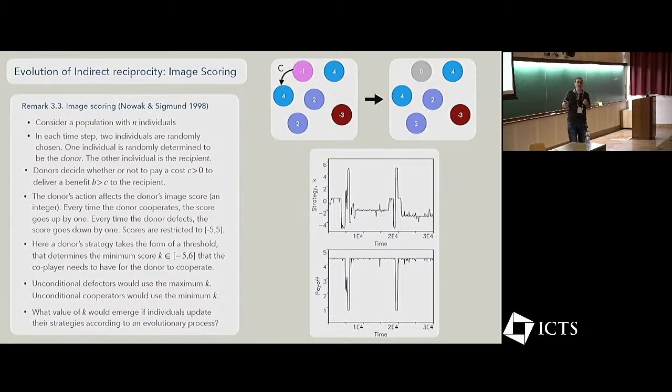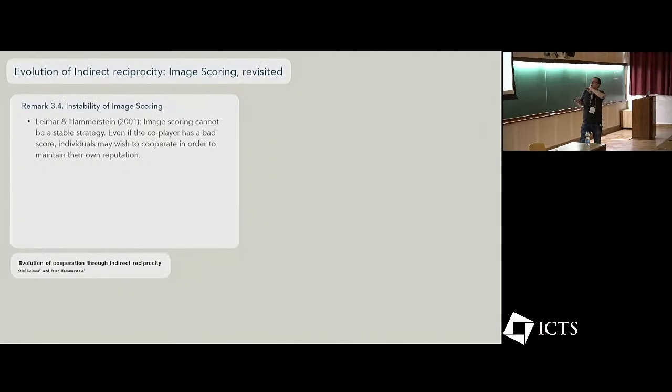Okay. Yeah, so this is what they found in 1998. Now in 2001, there was another paper that said, but wait a minute, image scoring, okay, perhaps it evolves in your simulation, but I can still show it's not an equilibrium, at least not what we would call a subgame perfect equilibrium.